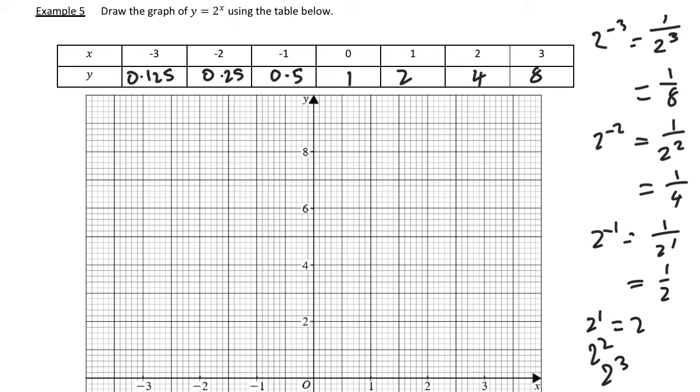So we can plot these points on our graph. So when x equals minus 3, y is 0.125. It's going to be down here. When it's minus 2, it's 0.25. So here. When it's minus 1, we're up to 0.5. When x is 0, we're at 1. When x is 1, we're at 2. And 2 is 4, and 3 is 8.